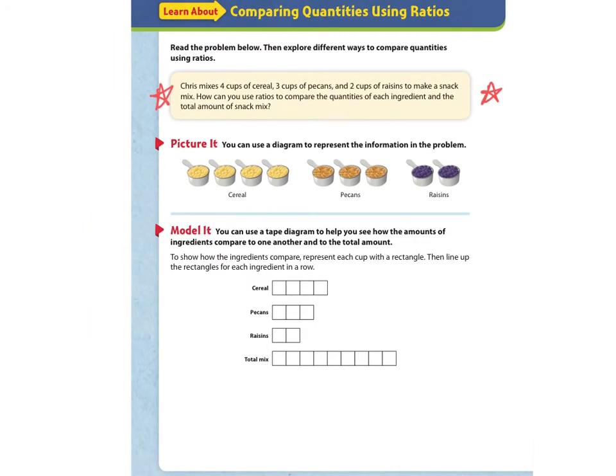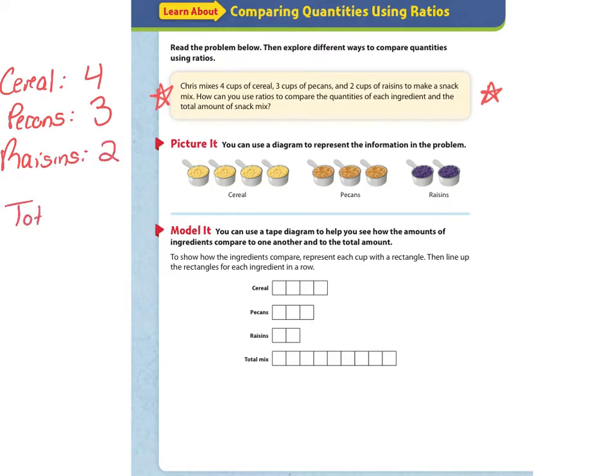And if I was doing this problem, this is when I go to the side and I write what I know. I know I have 4 cups of cereal. I know that I have 3 cups of pecans, however you want to say it. And with my raisins, if I spell it correctly for you, I have 2 cups of raisins.